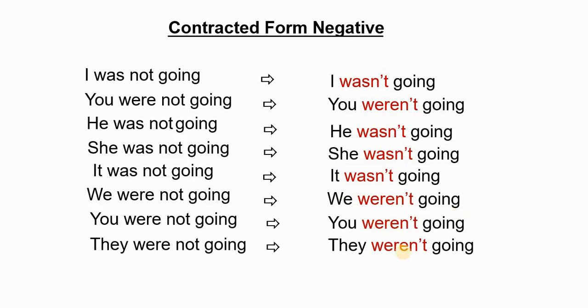In the contracted form, we have n apostrophe t. The apostrophe indicates that we are missing a letter, and we are missing the letter o from the word not. And as always, we use the contracted form usually in spoken English. We don't usually write it. Alright? Now, let's move on to the question form.